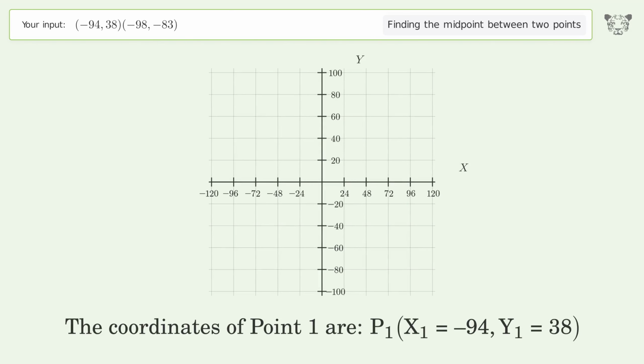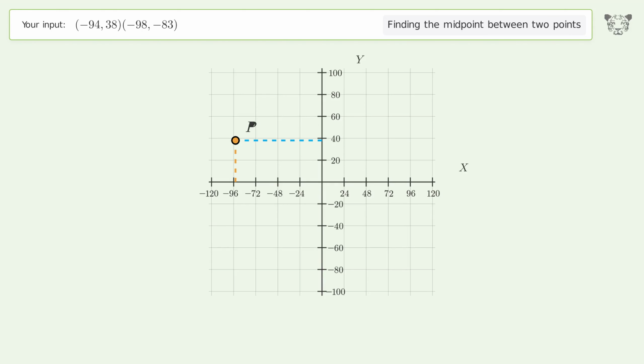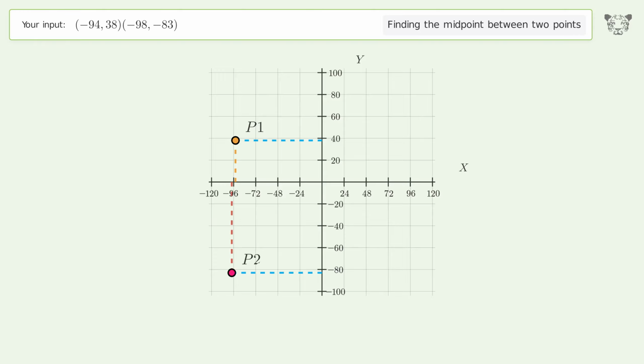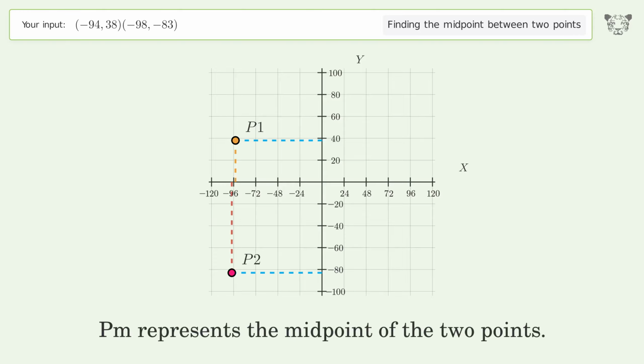The coordinates of point 1 are, x1 equals -94, y1 equals 38. The coordinates of point 2 are, x2 equals -98, y2 equals -83. PM represents the midpoint of the 2 points.